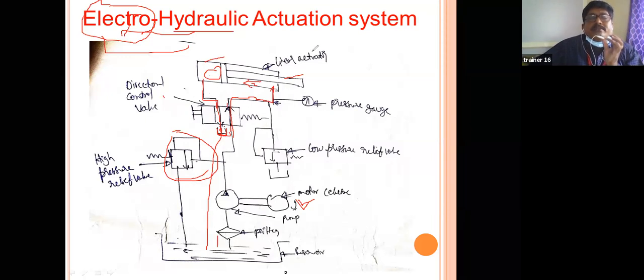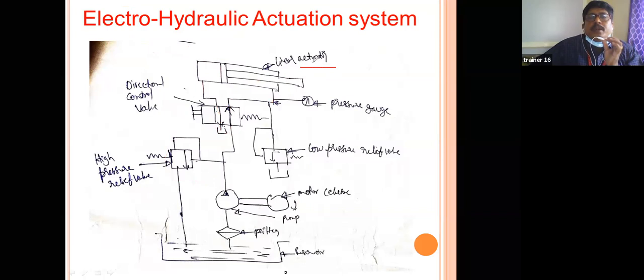Next, see here, the power supply is given in this direction. The first movement is in this direction. And if the directional control valve is changed, through the lever arrangement or a push, this indicates some lever arrangement. With the help of the lever arrangement, you can change the position.